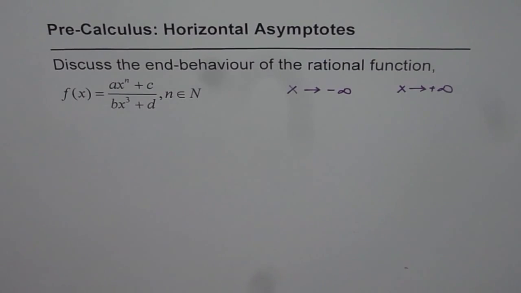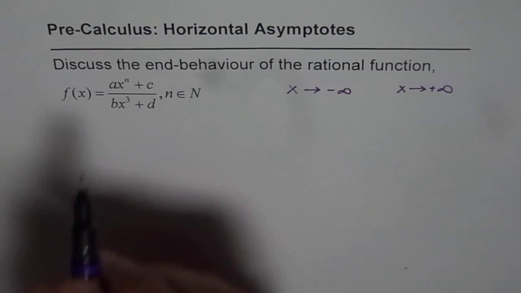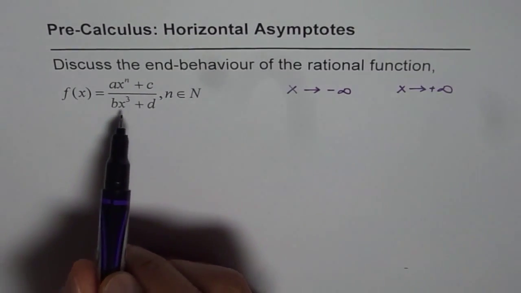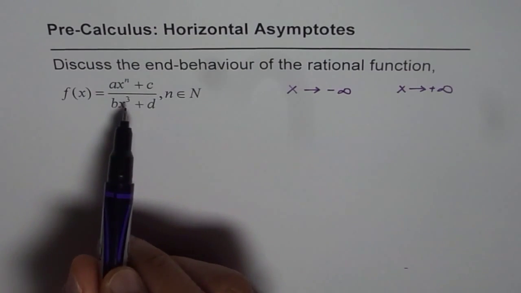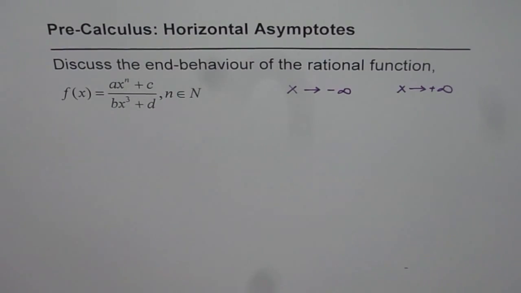So let's figure out, if we are given a general equation like this, how can we conclude about the horizontal asymptote? Basically there are three different conditions: when n is equal to 3, or when n is greater than 3, or when n is less than 3. Depending on those three conditions, we have three different kinds of results, right? So here is a proof for it.